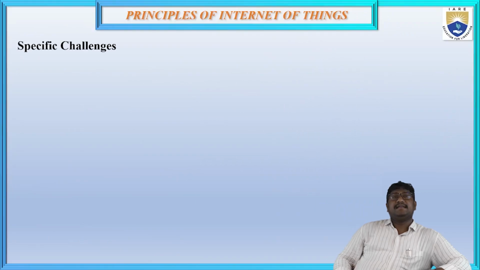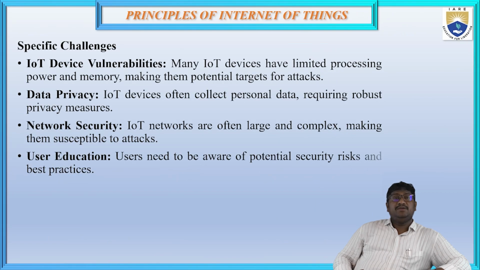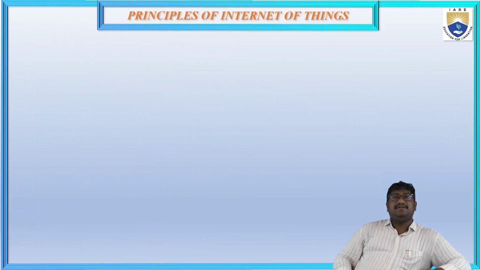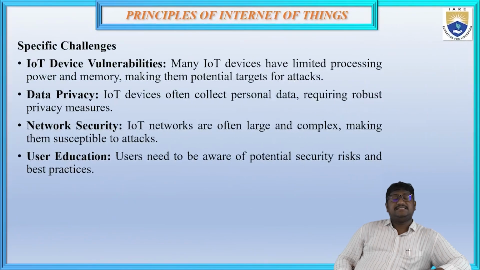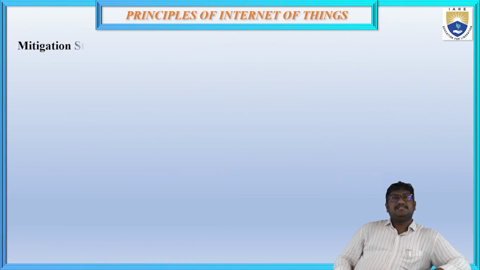Specific challenges which we are going to face at the time of installation: IoT device vulnerability, data privacy, network security, user education. All these factors will pose major challenges when we are installing these IoT devices. Why? Because of IoT device vulnerability, where we have limited power and memory, making them potential targets of attack. Data privacy requires robust privacy methods. Network security is complex and open to attacks. User education is a potential risk, right? These are the specific challenges.